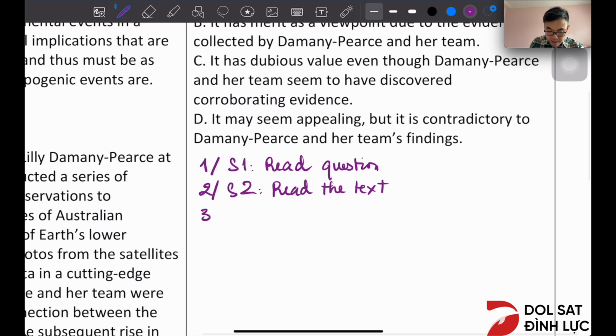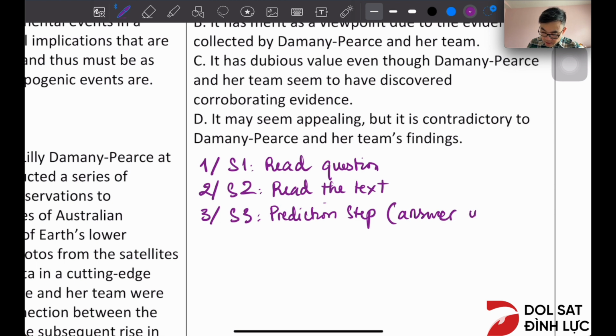Okay, and then step 3, which is a very important step, and I could say that this is the most important step of all. This is called the prediction step. Now, in this step, you answer the question on your own terms and in your own words. You do not read the answer choices yet, but try to think about a direct answer to the question, first based on what the question is asking, and second, based on the information that you just gathered from the text. So I put: answer the question in your own words.